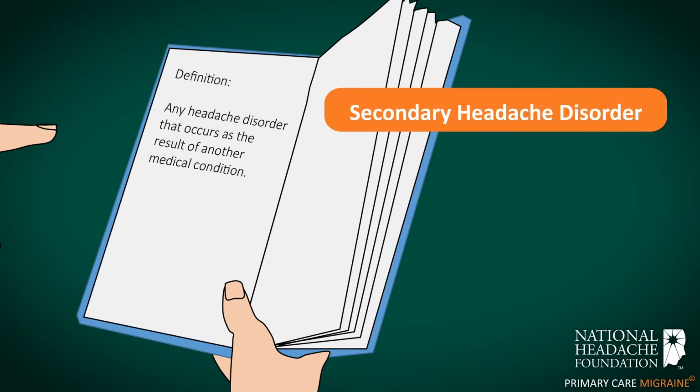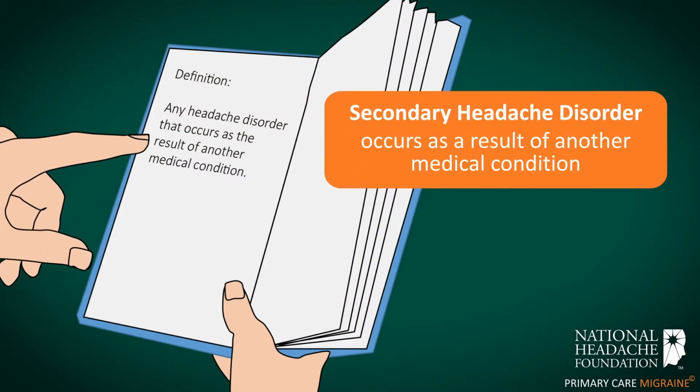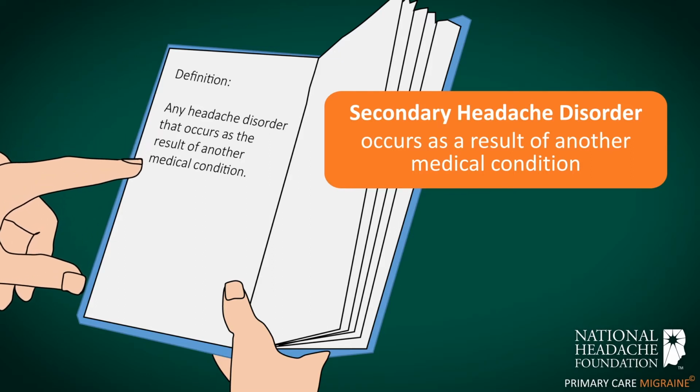The definition of a secondary headache disorder is any headache disorder that occurs as a result of another medical condition. This would include hemorrhage, malignancy, or inflammatory conditions that secondarily activate sensory neurons in the head and pericranial structures. On the other hand, primary headache disorders such as migraine, tension headache, and cluster headache are the result of diseases of neurons of the brain and trigeminal nerves themselves.